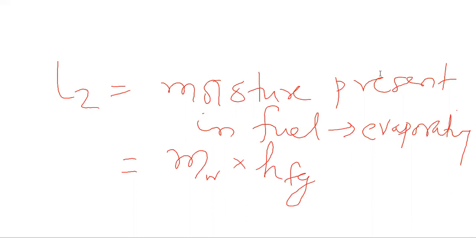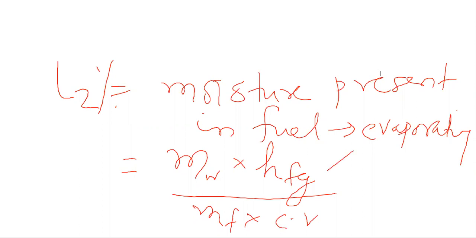Upon the energy of the fuel, because everywhere, see, I am not calculating L1, L2, L3, I am calculating L2 dash percentage. Okay, so in the denominator it would be mf into Cv. Okay, so this is the latent heat of evaporation.